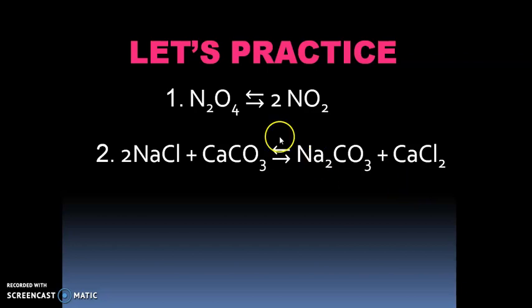So student, let's practice these 2 equations. In one, dinitrogen tetroxide decomposes to produce nitrogen oxide gas in the forward reaction, and another equation is in which sodium chloride reacts with calcium chloride to produce sodium carbonate and calcium chloride. I hope you can easily write the chemical equilibrium expression of both equations and also derive their units.